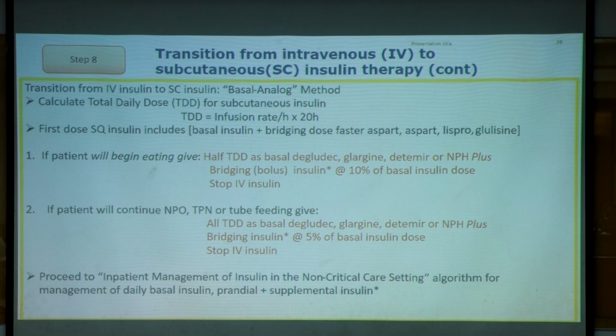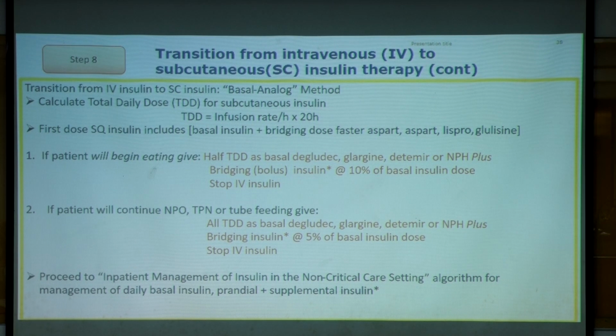So, step 8 is the transition from IV insulin to subcutaneous. What's the basal analog method? Calculate the total daily dose for the subcutaneous insulin. The total daily dose is equal to the infusion rate per hour into 20 hours. So, if the patient will begin eating, give him half the total daily dose as a basal dose, and the other half should be given as a bridging dose. And if the patient will continue to be NPO, on TPN or tube feeding, give all the total daily dose as basal insulin and the bridging dose as 5% of basal insulin. So, this is what we can calculate from this.